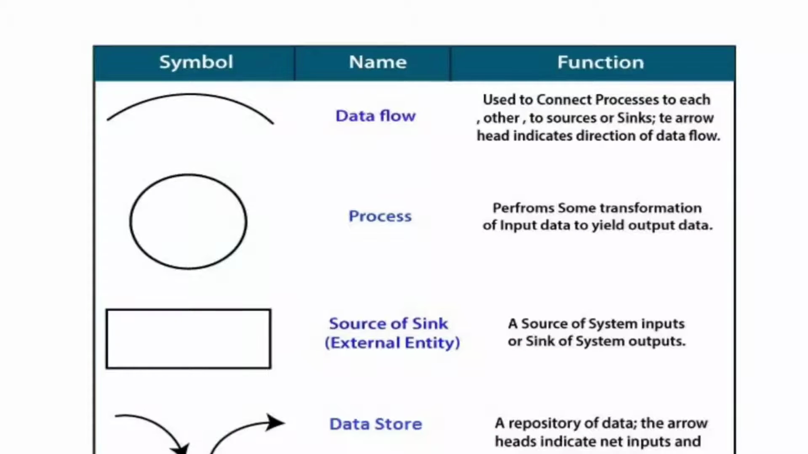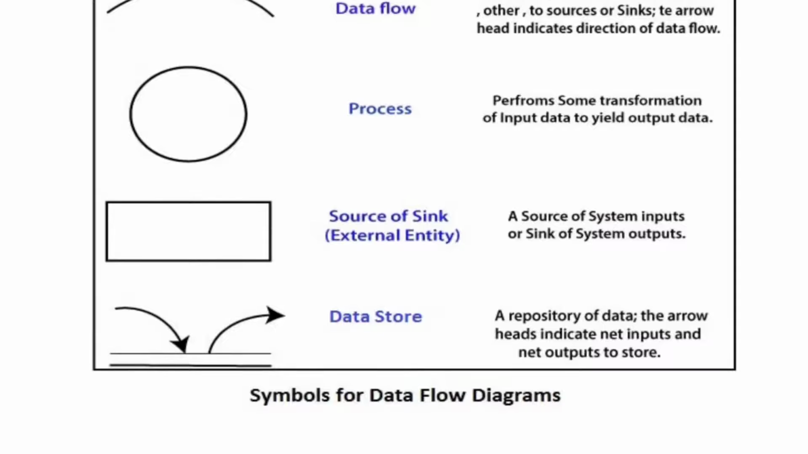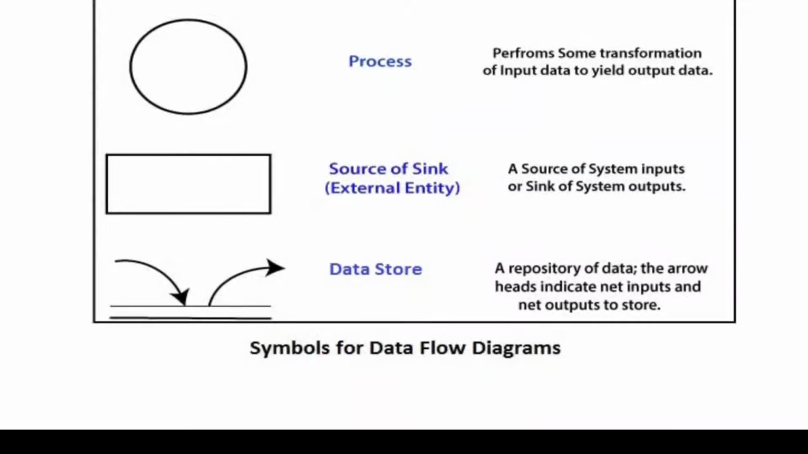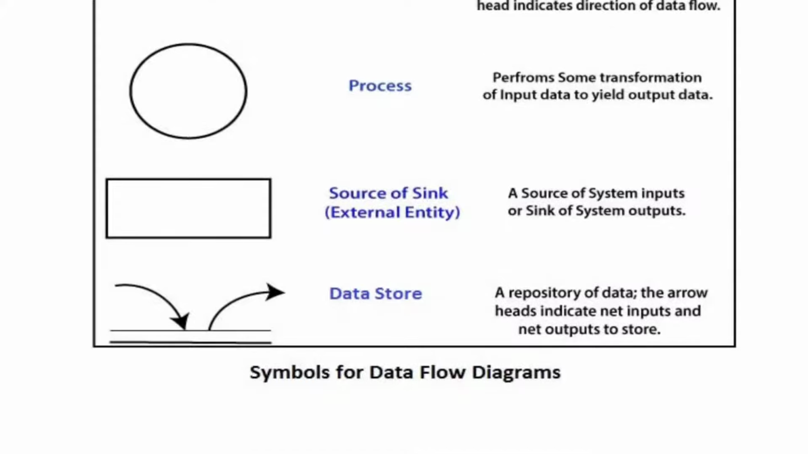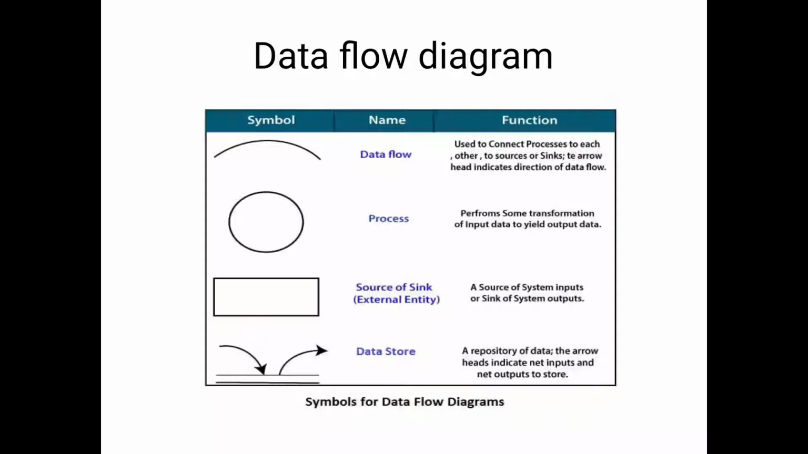That represents the process, and this rectangle indicates the source or sink, that is the external entity, the source of system inputs or sink of system outputs. So to represent input and output, this rectangle will help, and this arrow mark represents the data store, a repository of data. The arrowhead indicates net inputs and net outputs to be stored. Where the data is to be stored, it will be seen with this arrow mark.